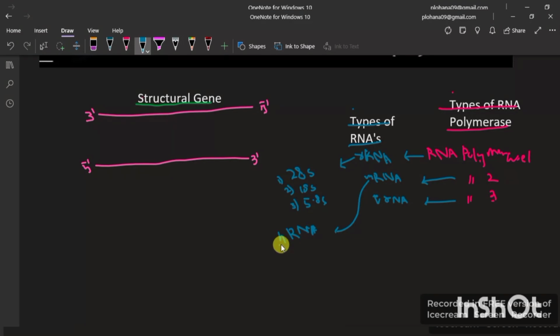Then this hRNA will be modified and will be converted into this mRNA. Alright. So now let me go towards the tRNA. So in tRNA we do have types as well. So in tRNA, the first we have, that is 5S RNA. Then we do have snRNA. We have these two types in the tRNA.